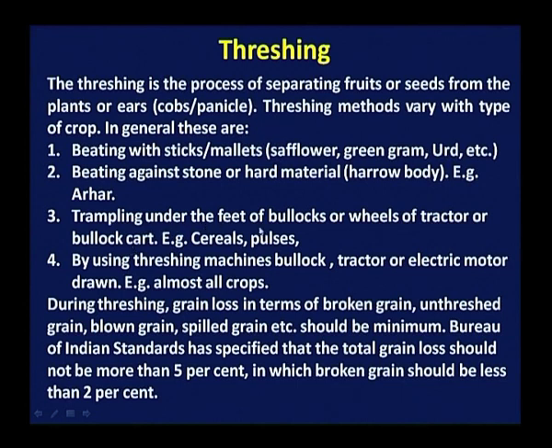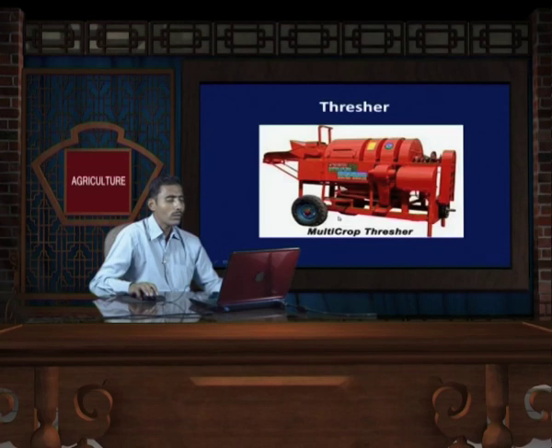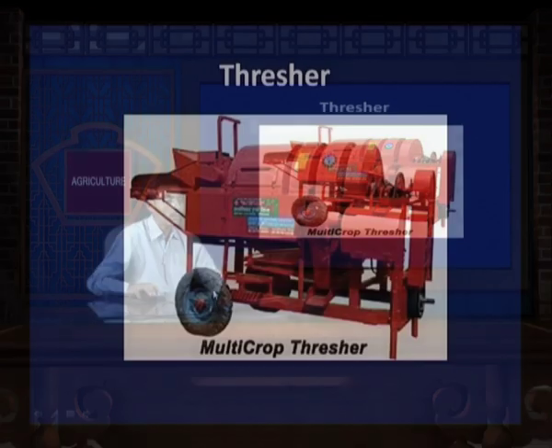Trampling under the feet of bullocks or the wheel of a tractor or bullock cart is mostly used for cereals and pulses. And by using a threshing machine, bullock or tractor drawn or motor, it is used for almost all crops. During threshing, grain loss in terms of broken grain, unthreshed grain, blown grain and split grains should be minimum. The Bureau of Indian Standards has specified that total grain loss should be not more than 5%, in which broken grain should be less than 2% during threshing. This is the thresher used for threshing.